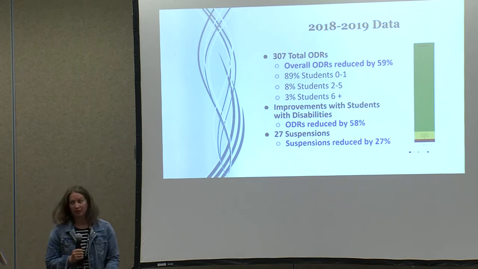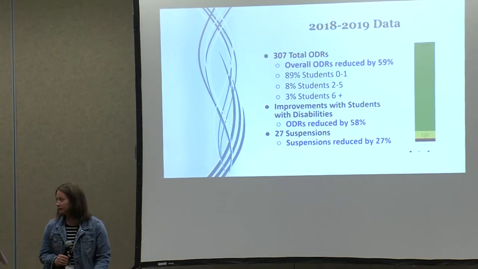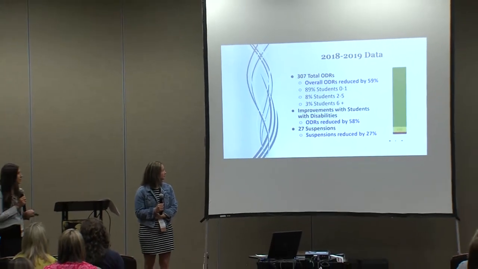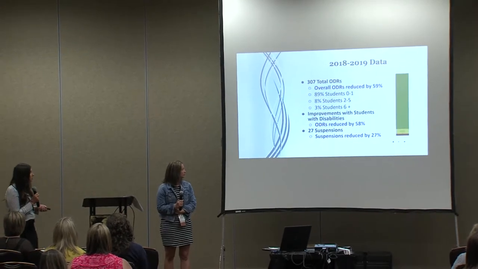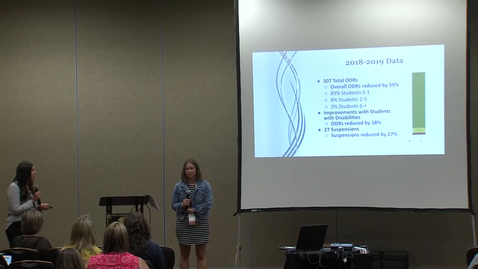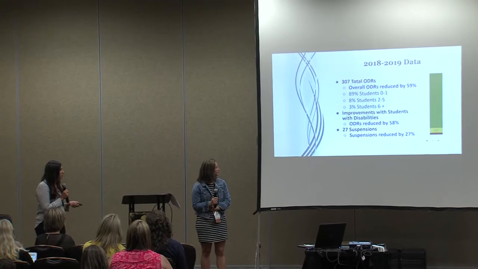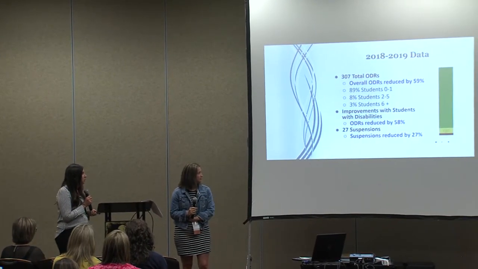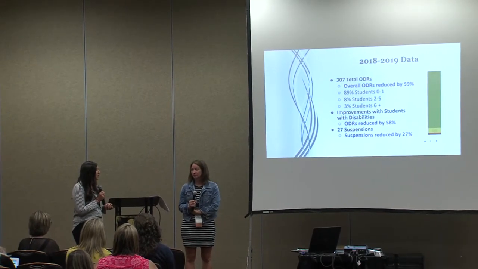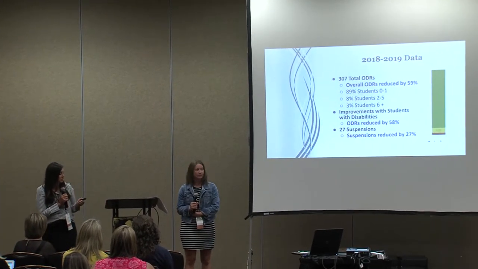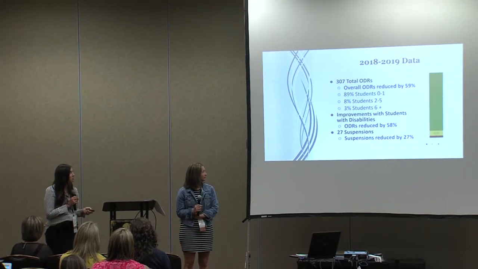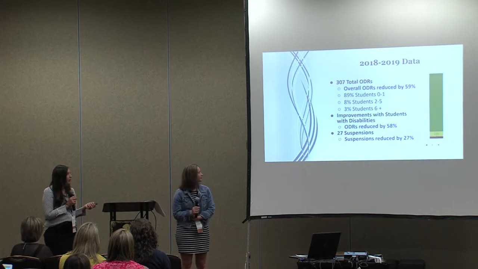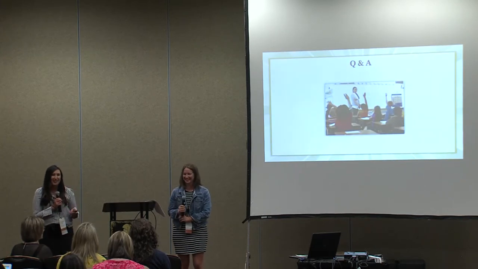So this is where we ended up last year, looking at our data. You can see the really great, encouraging improvements that we've seen in just one year. Overall, our ODRs have been reduced by 59%. The ongoing collaboration with special education and re-educating staff reduced our students with disabilities ODRs by 58%. And our suspensions have been reduced by 27% as well. So really great, encouraging gains moving forward. And that's all we have for you. Thank you.